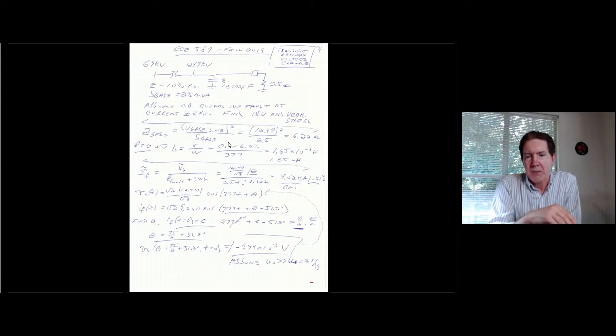We have a straight capacitance. This would be due to the bus, and any other devices that are connected up on the source side of that breaker. Let's assume that value is going to be 10,000 picofarads.